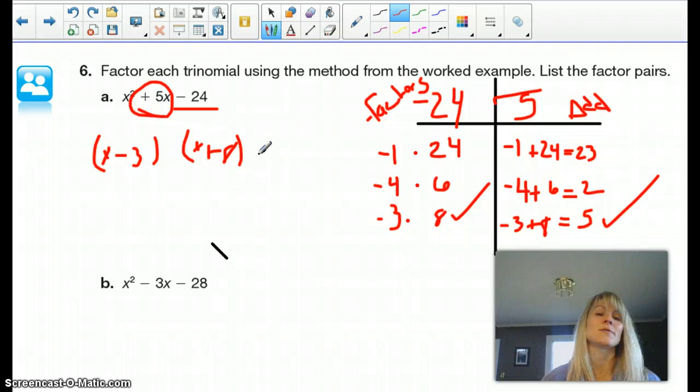I'm done. And if you want to double check it, we know x times x is x squared. Negative 3 times 8 is negative 24. And negative 3x and 8x gives you 5x. So again, I just like the chart method on that. And again, your overall goal is to find out what multiplies to your C value but adds to your B value here. So go ahead and try the T-chart method here, and then try to make a determination what you like best.